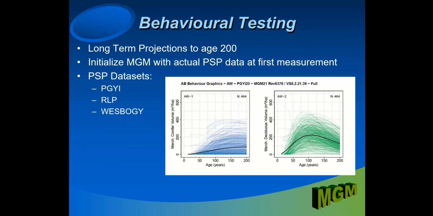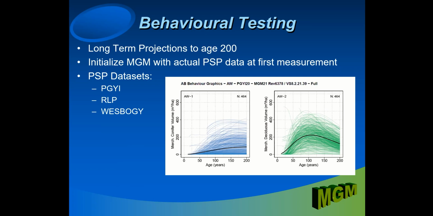We also did behavioral testing. These were long-term projections to age 200. And this whole part was asking, does the model behave biologically well? And is it reasonable? We did this with the PIGGY data in Alberta, the RLP, and the WESBOGY data. We split it up into the conifer and deciduous. This is an aspen example.